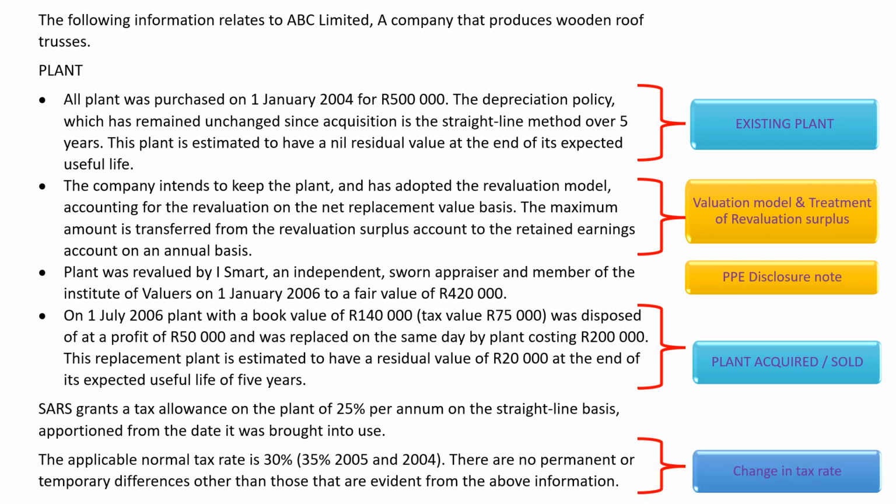SARS grants a tax allowance on plant of 25% per annum on the straight line basis, apportioned from the date it was brought into use. The normal tax rate is 30%, 35% in 2005 and 2004. There are no permanent or temporary differences other than those that are evident from the above information. And the last point points to the fact that there is a change in tax rate.